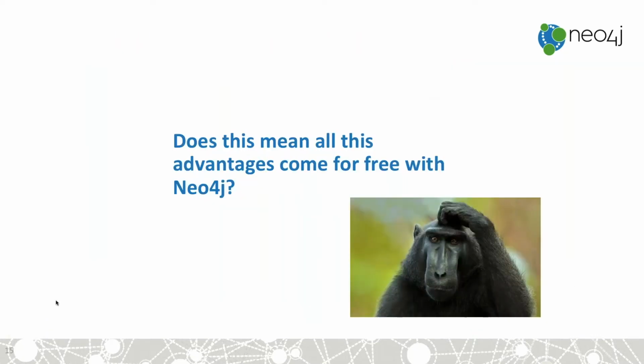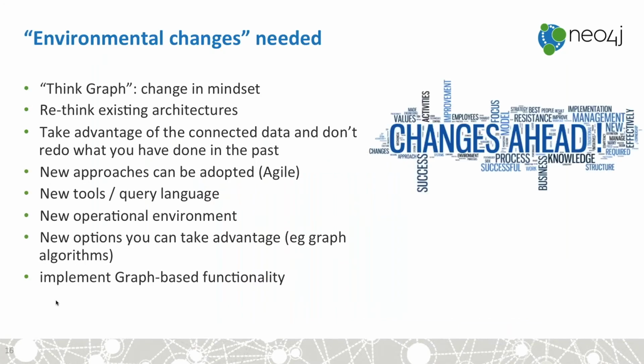So if the conclusion on the last slide is that everything is easier with Neo4j, does this mean all these advantages come for free? Well, not really for free. There is a need for some environmental changes. It means the project teams, architects, and developers need a change in their mindset and need to think in graphs rather than thinking in relational databases.